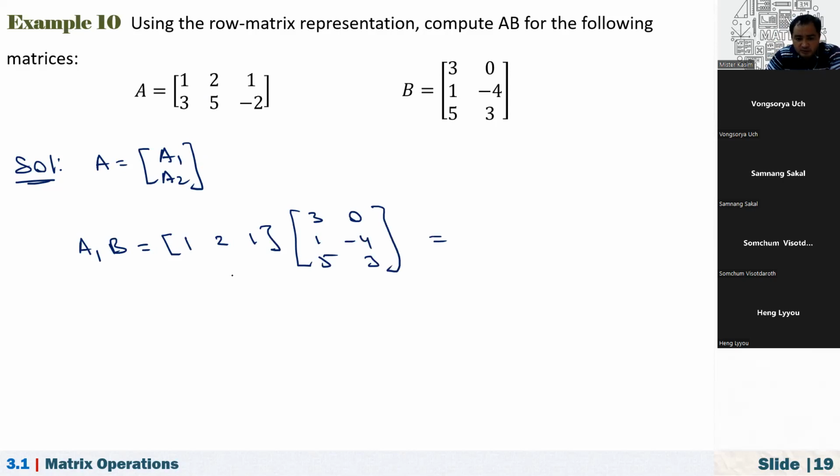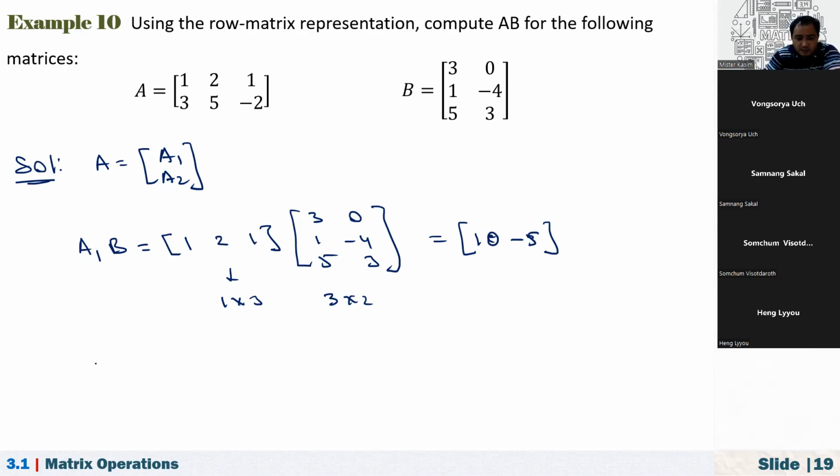As we see here, this one is 1 by 3. This one is 3 by 2. The resulting matrix will be 1 by 2. So here we will have two elements. Now if you carry this over, the first row by the first column: 1 times 3, 3, 2 times 1, it is 2, 1 times 5, 5, 5 plus 2 is 7, 7 plus 3 is 10. The second column: 1 times 0, 0, 2 times negative 4, negative 8, plus 3, it is negative 5.